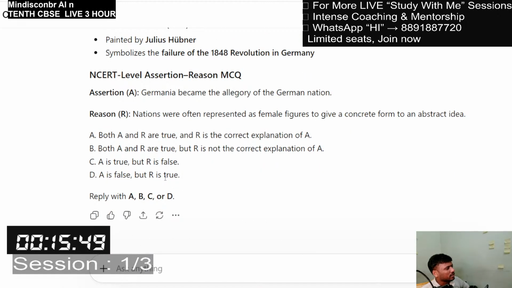Now, some assertion reason questions. Germania became the allegory of the German nation. Nations were often represented as female figures to give a concrete form to an abstract idea. A and R are true and R is the correct explanation of A.